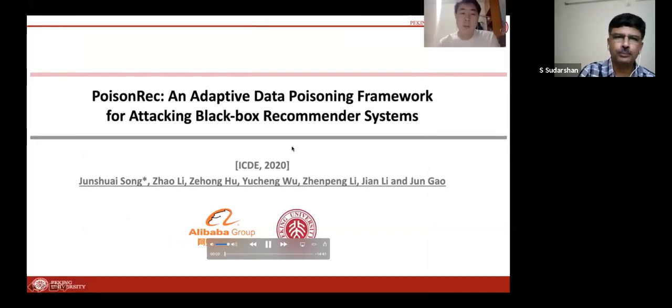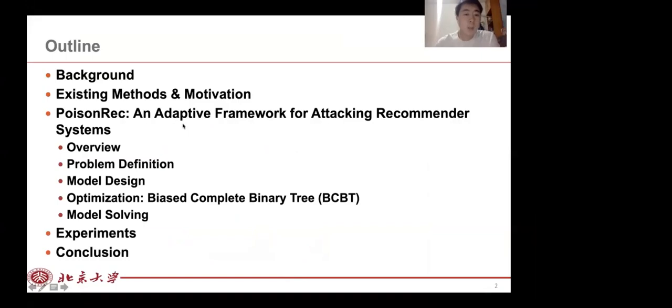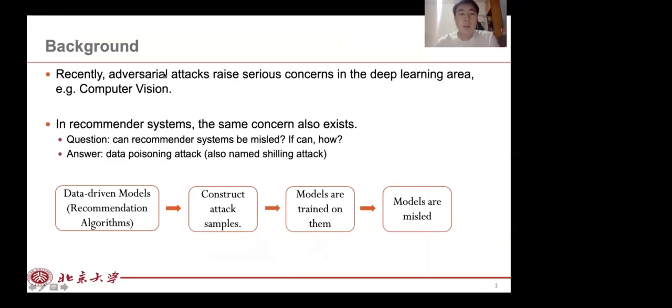Hello, everyone. This is Junshuai Song from Peking University. Today, I'm going to talk about our paper, PoisonRec, an adaptive data poisoning framework for attacking black box recommender systems. Here's the outline of this talk. Recently, adversarial attacks raise serious concerns in the deep learning area. For example, in the computer vision domain, lots of works have shown that trained deep learning models are vulnerable to adversarial attacks. In recommender systems, the same concern also exists.